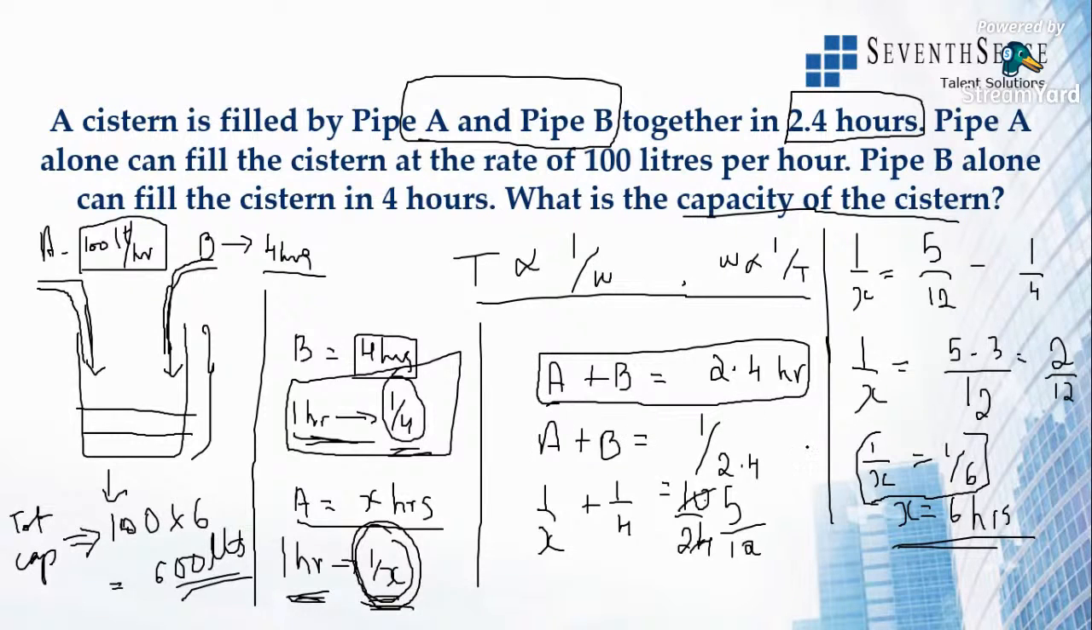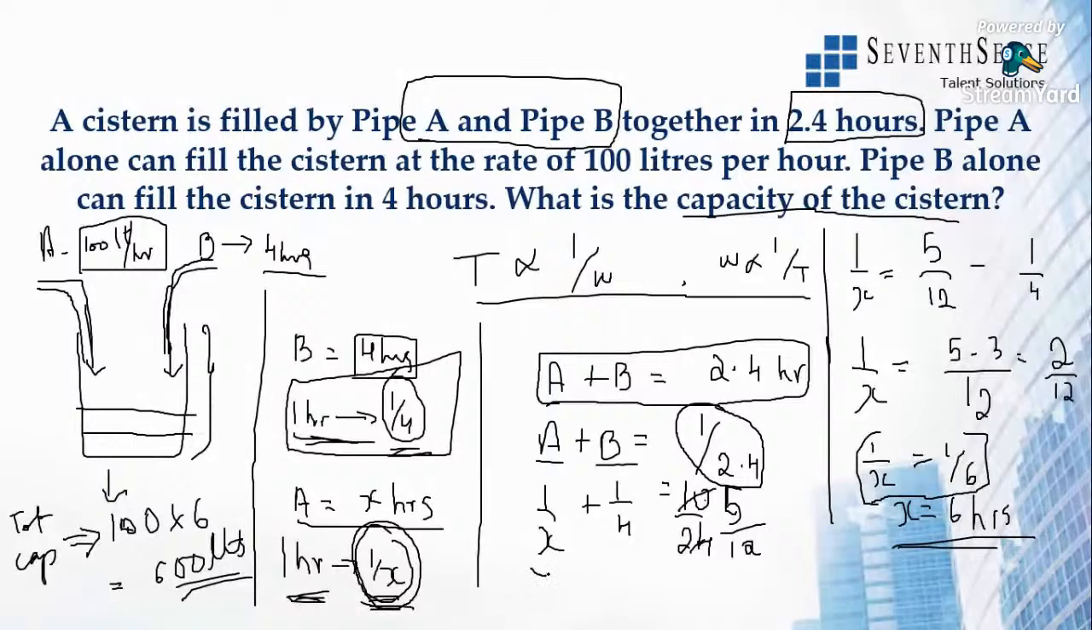It means every hour, both A and B fill 1 by 2.4 of the capacity. If you convert that, it will be 5/12 of the total capacity. So we know the quantity filled every hour by both A and B, and individually, if you apply it, it should be the same.